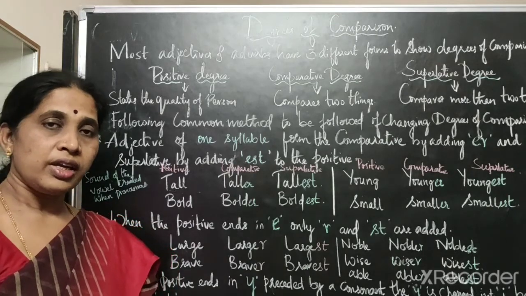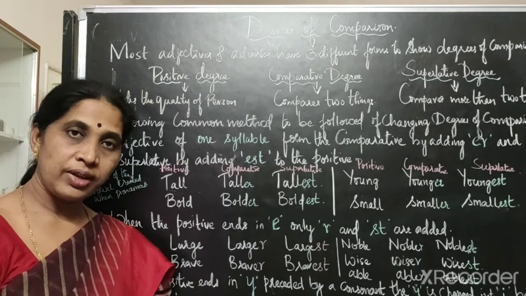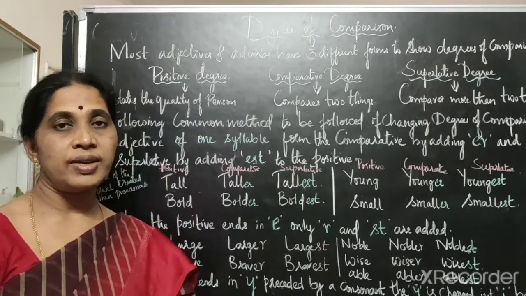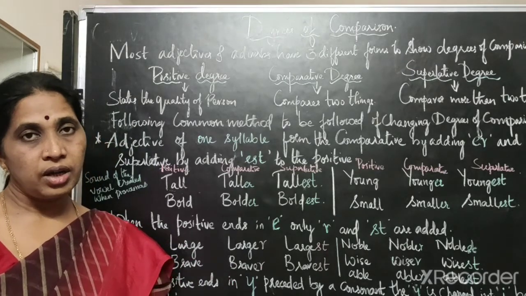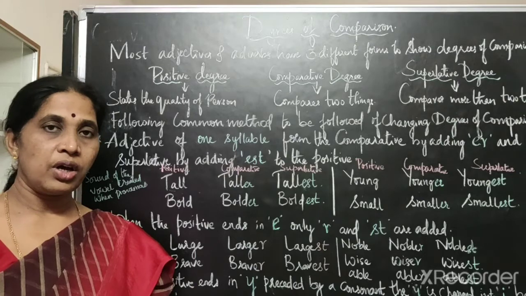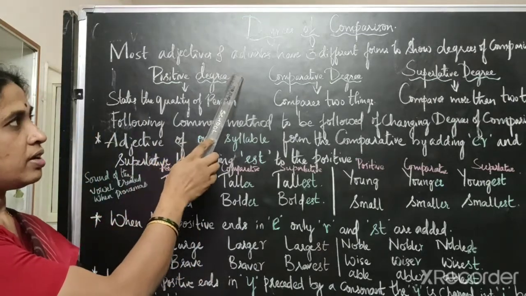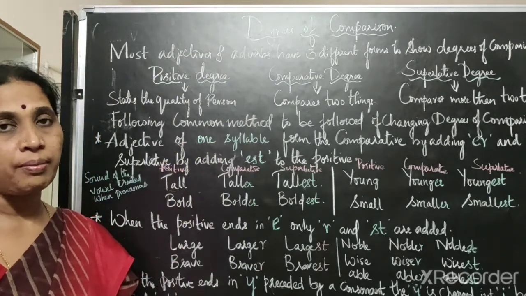Okay, in English grammar, degrees of comparison is related to adjectives and adverbs. What is an adjective? A word which describes a noun. An adverb adds to the verb or describes another adjective or another adverb. So, most of these adjectives and adverbs have three different forms to show the degrees of comparison.